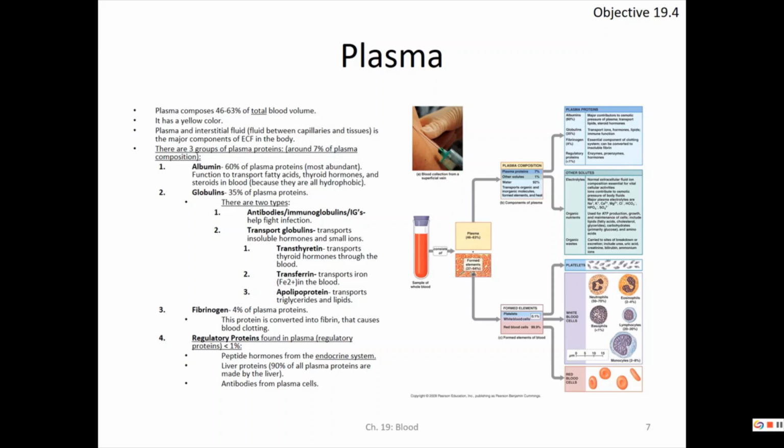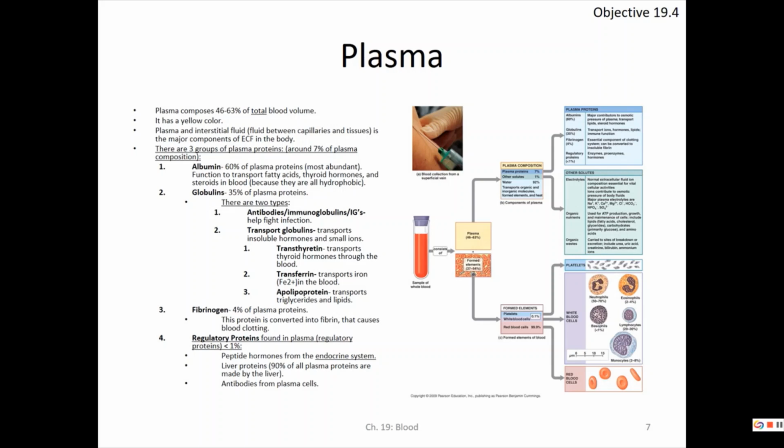And it's there to transport things like thyroid hormones and some steroids, because remember, steroids are hydrophobic and they can't travel through the blood. So what they have to do is hitch a ride on a protein. And that protein here, guys, is going to bind to it and carry it through. So it transports things like fatty acids, thyroid hormones, and steroids, which are all hydrophobic.